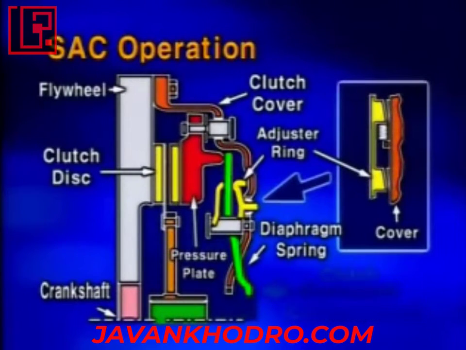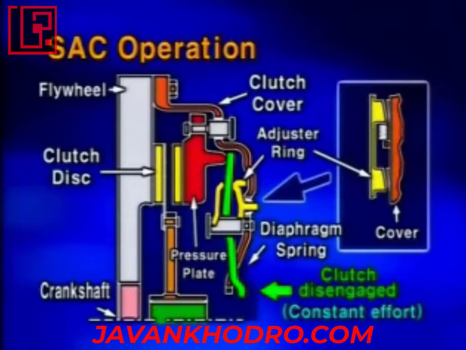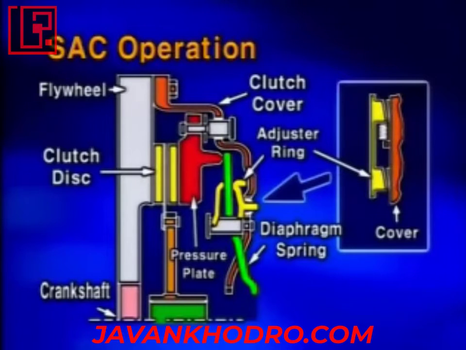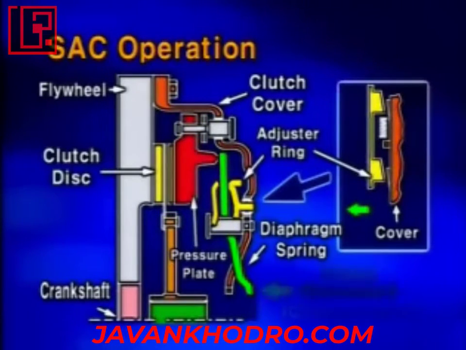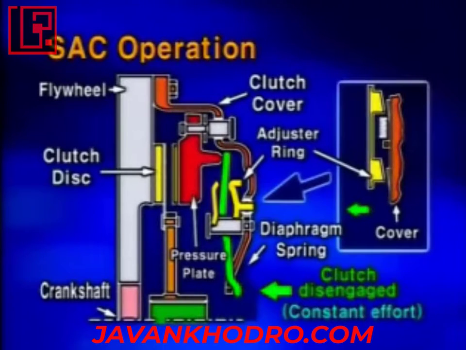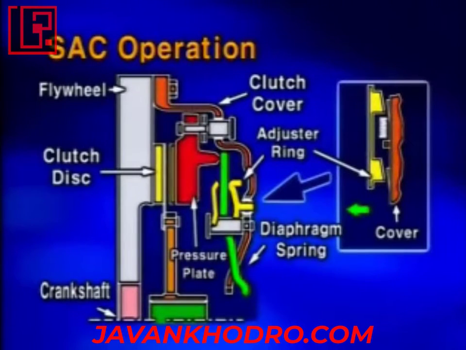In the SAC system, as the clutch disc is wearing out, there are more gaps in the wear amount. Therefore, the adjusting ring is rotated to compensate for this space. As a result, the constant pressing force of the pedal can be maintained.